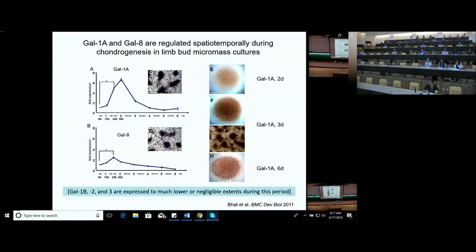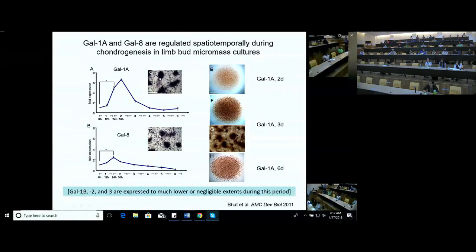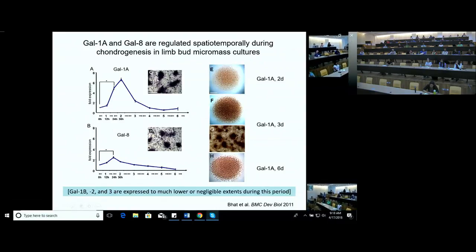was that if we looked at the development of the limb, either in situ, in the actual limb bud, or if we looked at the progress of chondrogenesis in culture, galectin 1A was highly expressed just at the time that condensations were forming. And here is RNA staining of the RNA for the galectins in the condensation region. And it happens just at the time that condensation is taking place.